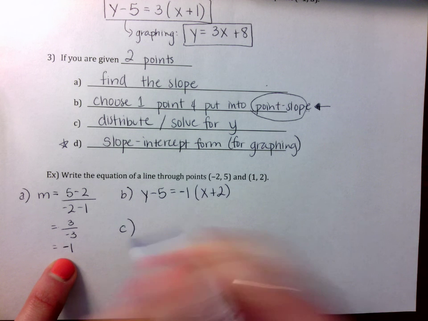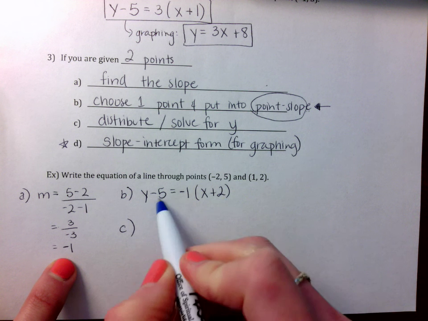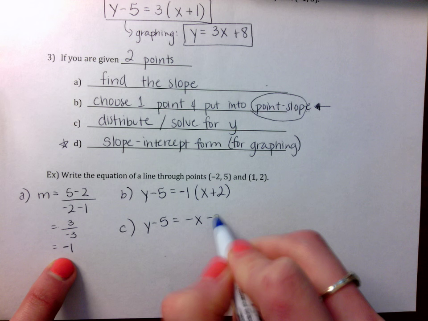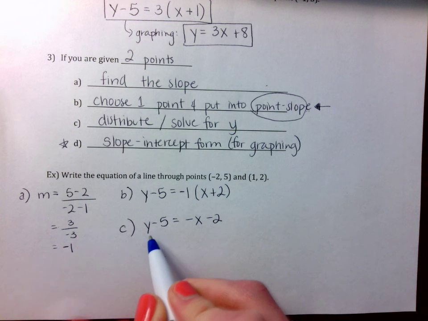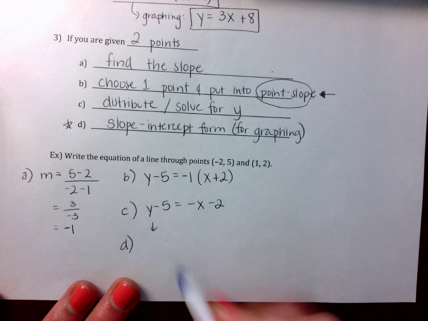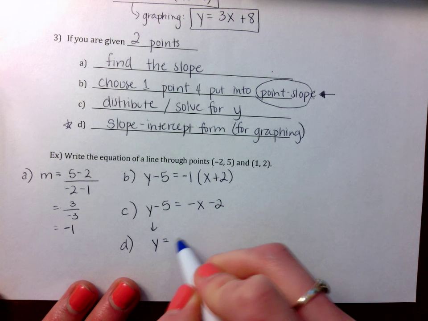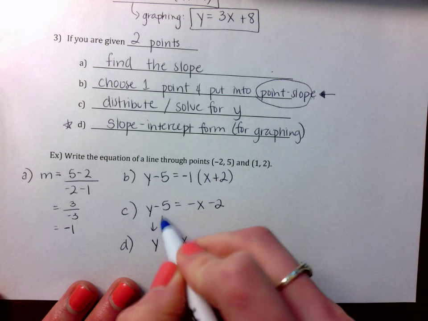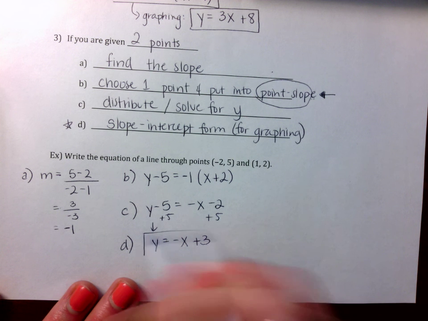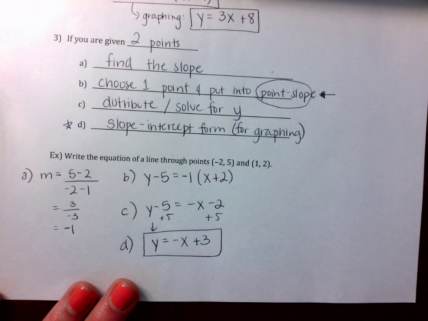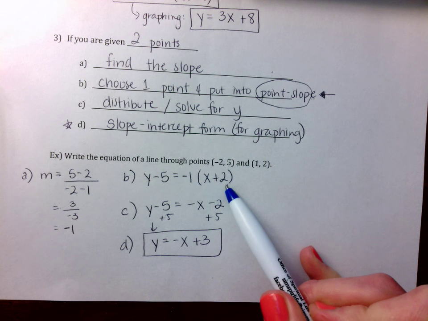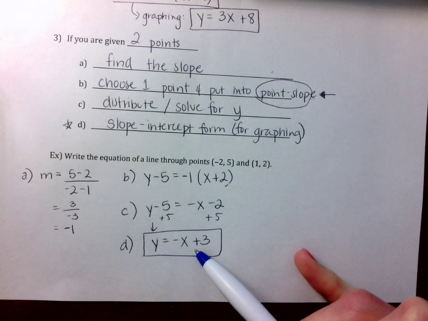Part C would involve distributing here and then solving for y. So let me distribute first. I would get -x minus 2. And then I'm going to get y all by itself. And we'll be in part D then, which is slope-intercept form. Y equals -x. If I added 5 to both sides, I would get plus 3. And there's my equation of a line. Now, like I said, you could stop at this point if you were just asked to write the equation of the line, but if you want to graph it, it should be in slope-intercept form.